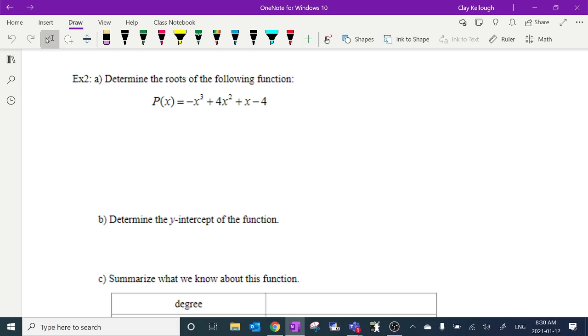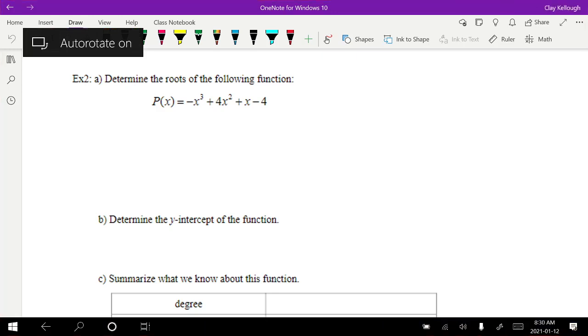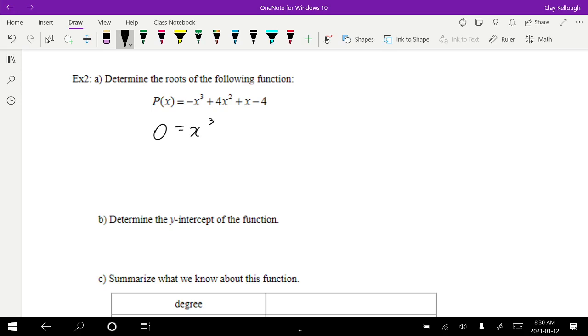Let's just work through it really quick. Determine the roots of the following function. Okay, so what does roots mean? That means the x-intercepts. That means I set my equation to 0. Oh, I lost a negative already. And we're already kind of stuck. Can I factor this thing?